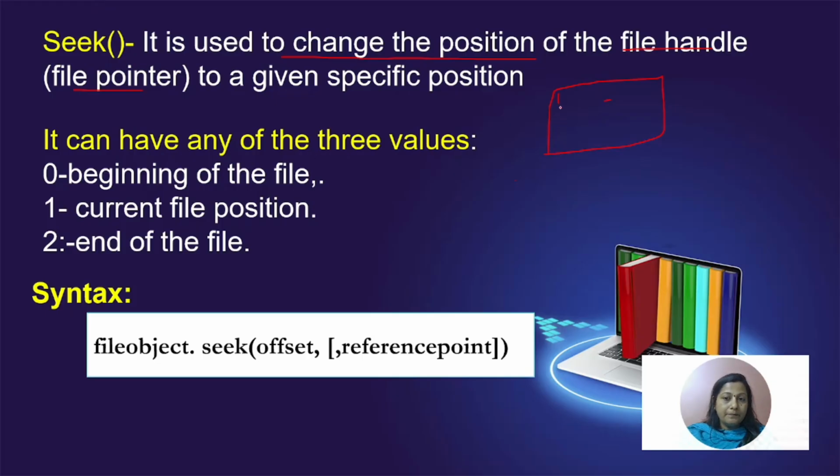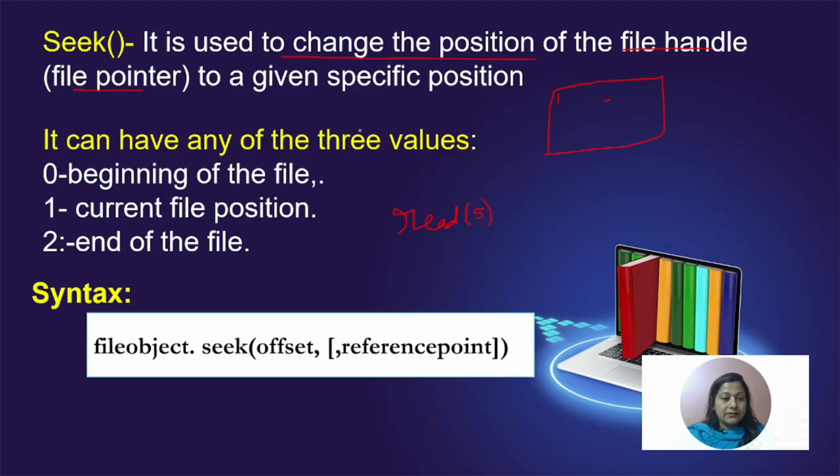0 means from the beginning it will start reading. 1 means it will be in the current file position. For example, I have mentioned read of file now. Now the cursor will be in which position? It will be in the 5th position.